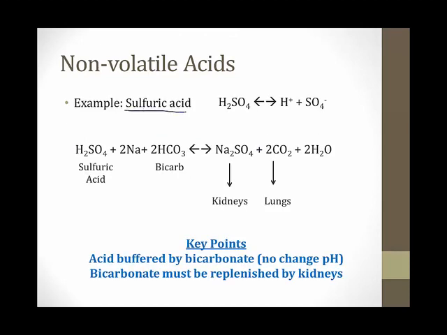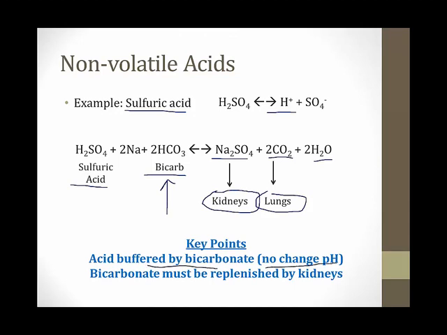So for example, sulfuric acid is one of the non-volatile acids produced from metabolism, and sulfuric acid can potentially give off a proton, and this could significantly lower the pH of plasma, but this doesn't happen because we have bicarbonate in our plasma to act as a buffer. So any sulfuric acid produced from metabolism will combine with bicarb to form sodium sulfate, carbon dioxide, and water. The carbon dioxide will be eliminated by the lungs, and the kidneys will eliminate the sodium sulfate, and so because of the presence of bicarbonate in the plasma, acids are buffered and there's no change in pH.